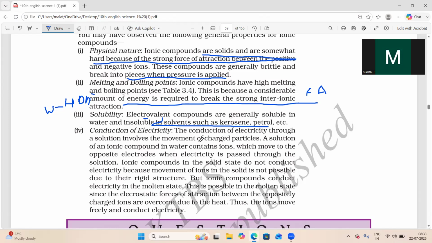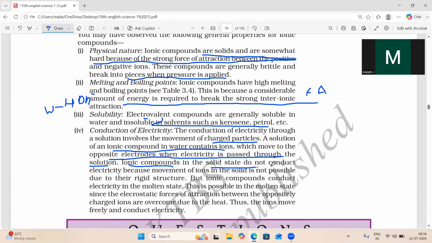Then conduction of electricity. Conduction of electricity by the solution depends on the movement of charged particles. Ionic compounds dissolved in water contain ions which move toward the opposite electrodes, and electricity is passed through the solution. If an ionic compound is soluble in water, the ions move and electricity passes through the solution.